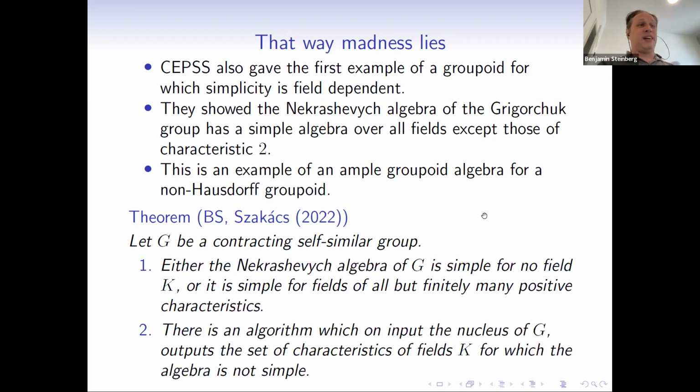And we also have an algorithm which, if you hand somebody the nucleus, which is a certain automaton which generates the group, outputs which fields it's not simple for. So we can algorithmically tell you whether you have a simple algebra or not, and which fields you get a simple algebra for. And we did this using our results about simplicity for etale groupoid algebras.